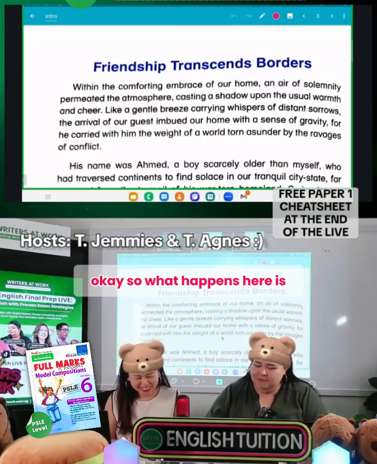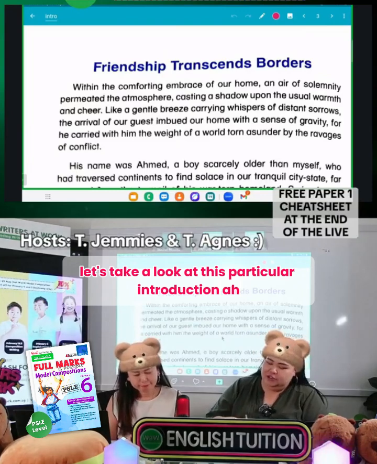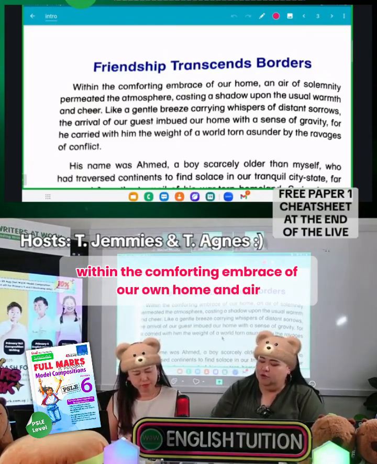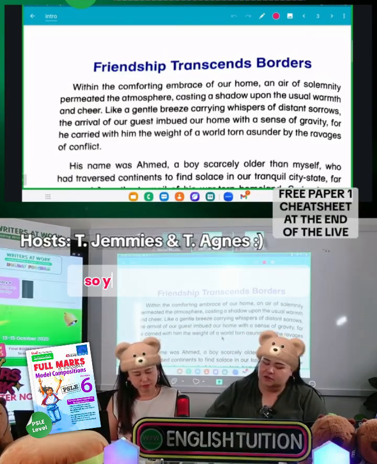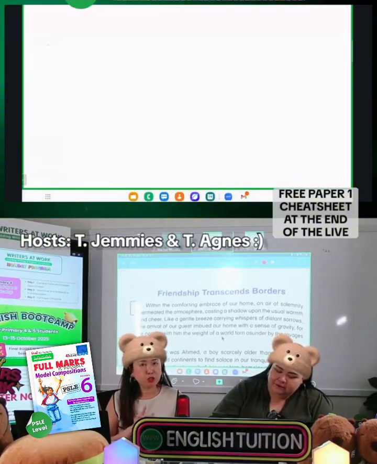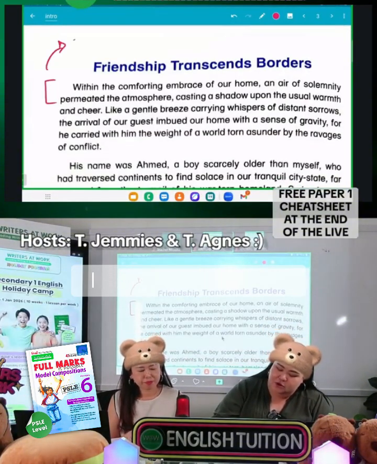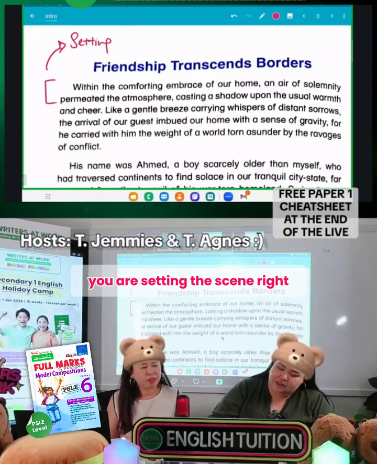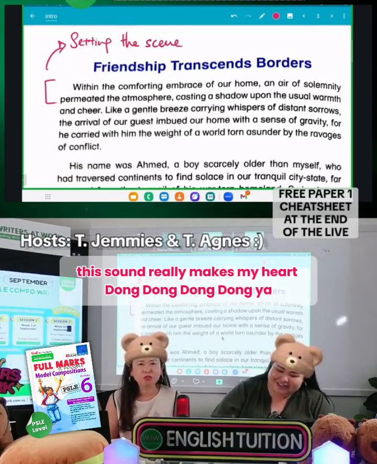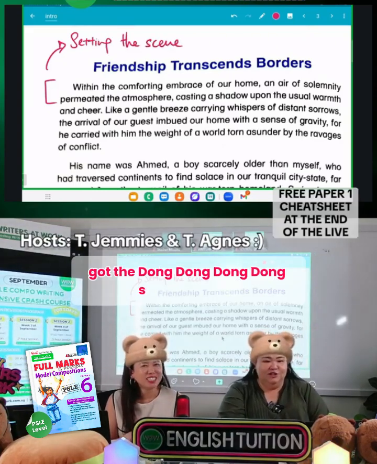Okay, so let's take a look at this particular introduction now. Within the comforting embrace of our own home, an air of solemnity permeated the atmosphere. So you can see this portion here, you have a contrast. So this part here is more like you are setting the scene, right? This sounds really makes my heart go dum dum dum. Yeah, got that sensation, right?